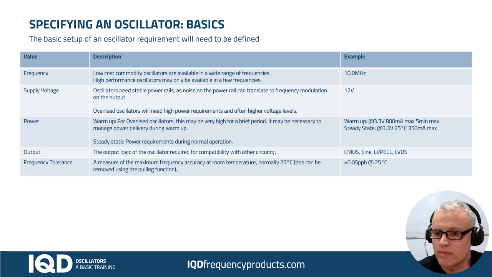And that might be something like 0.05 parts per billion at 25 degrees or something like that. This tolerance can be removed using a pulling function. So if you're using a VCXO, as we showed in the other circuit, you can put it on the PCB and then you can adjust a calibration pin, if you like, and you can pull that frequency up or down to bring it into spec.